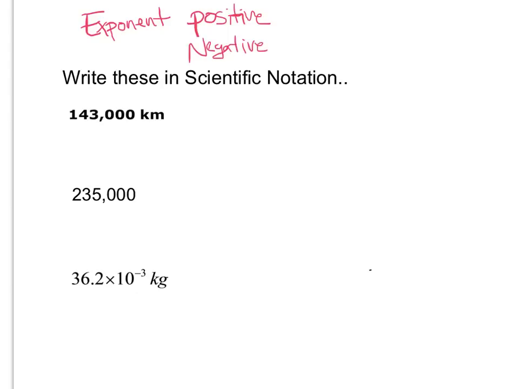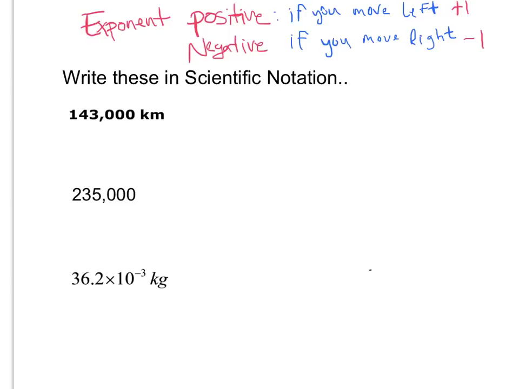Now, when I told you that we were looking at whether it was positive or negative, we moved either to the left or to the right. If you move left, your exponent is positive, and if you move to the right, your exponent is going to be negative. So either making something bigger or making something smaller. Basically, we do plus 1 for every place that we move left, and minus 1 for every place that we move to the right.